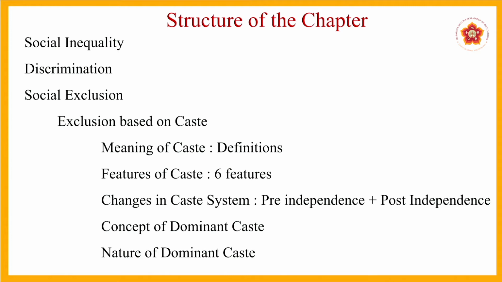So, the structure of the chapter goes like this: social inequality, discrimination and social exclusion. Exclusion we have taken, which is based on caste. Then we have gone to the meaning of caste, the definitions, features of caste. Six features are there. The changes in the caste system pre-independence and post-independence, the concept of dominant caste and the nature of dominant caste. I hope you remember all these points which are there in your book also. So, we will move on.